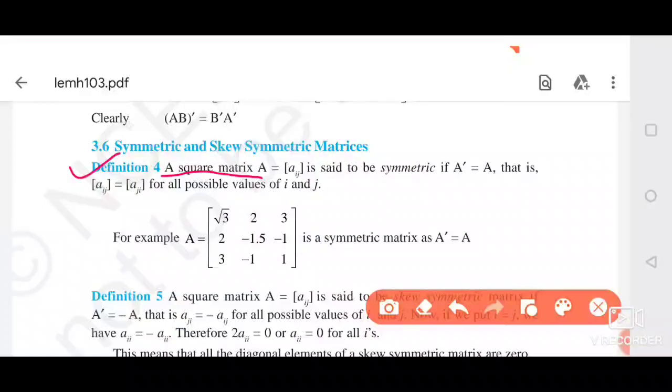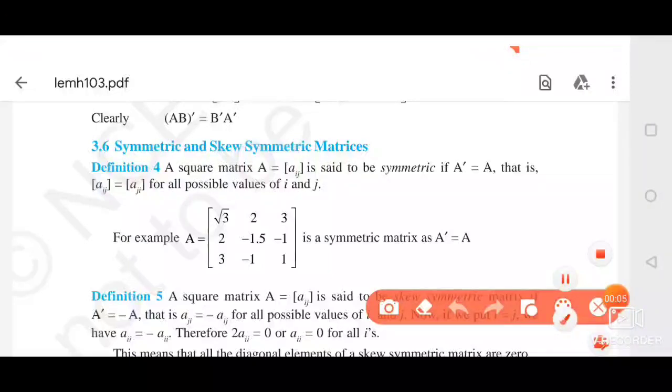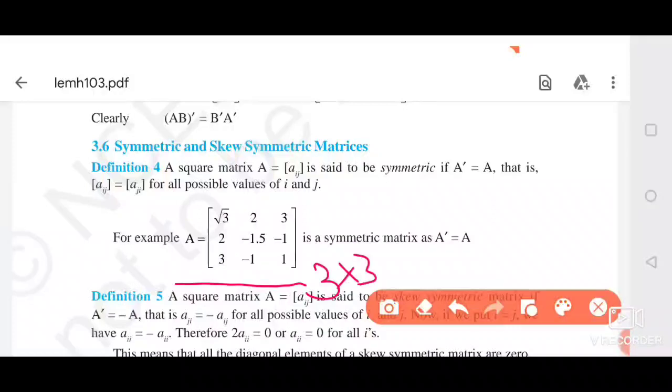A square matrix A is said to be symmetric if A transpose is equal to A. Let us see the example given here. Here a matrix A is given. This matrix is of order 3 by 3 and clearly it is a square matrix. Now if we find the transpose of A, then this first row will become the first column here. So this is the first column.